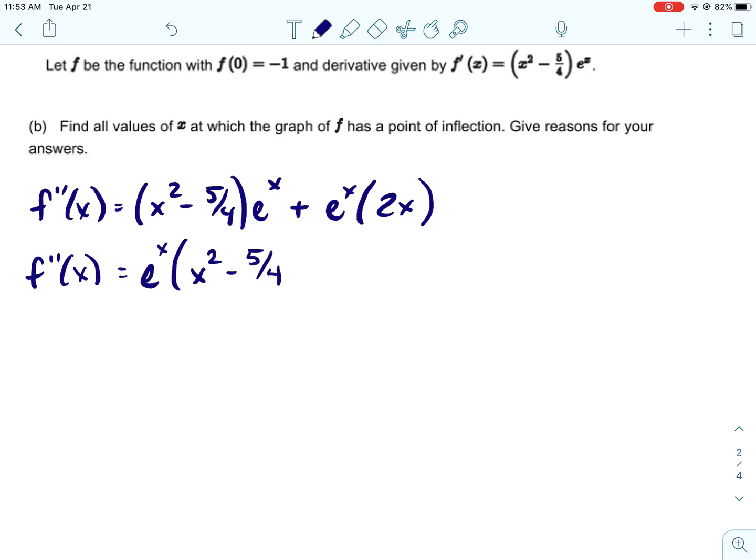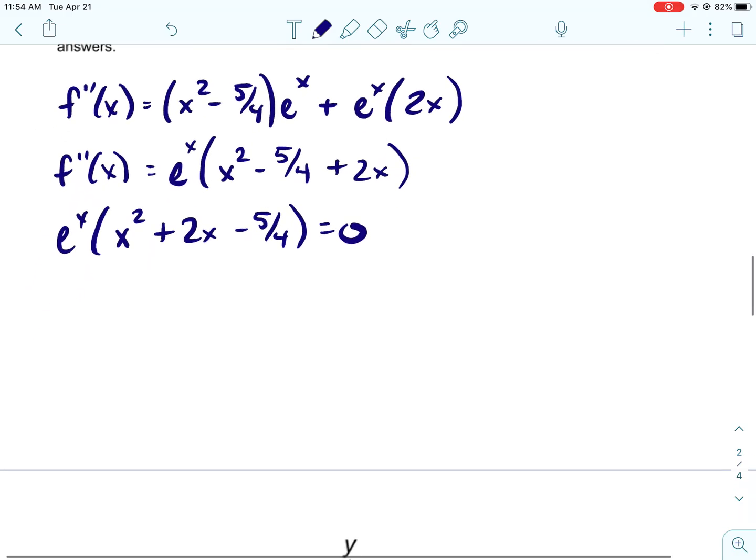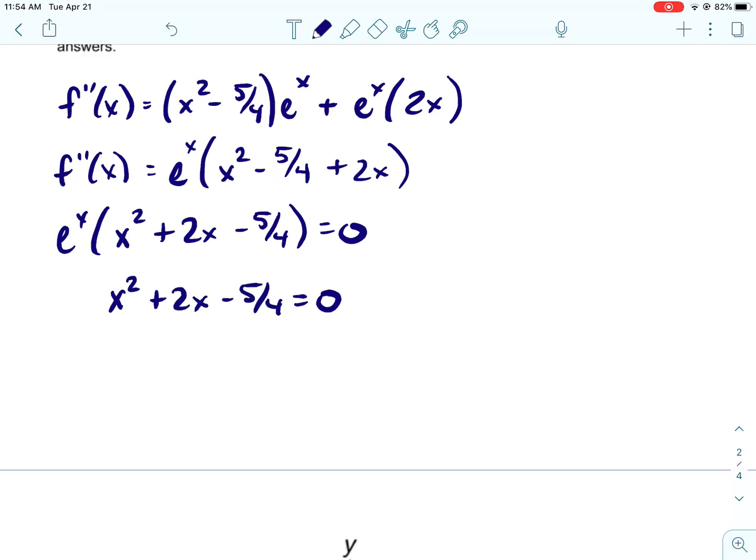But because we need to find when this is equal to 0, I'm going to do a little bit more work with it. So I'm going to factor out e to the x. And when you factor it out of the first, what's in front of the plus sign, it leaves you with x squared minus 5/4. When I factor out of the second one, it leaves you with 2x. Alright, so we're going to need to find when this equals 0. So I'm going to go ahead and write it in descending order.